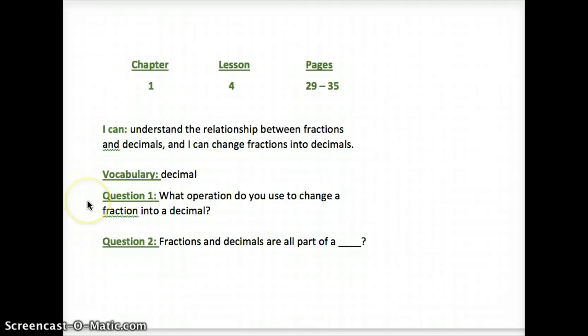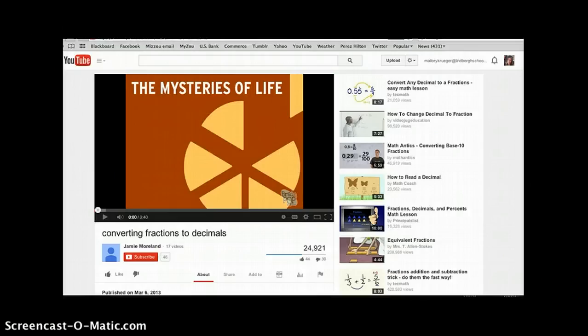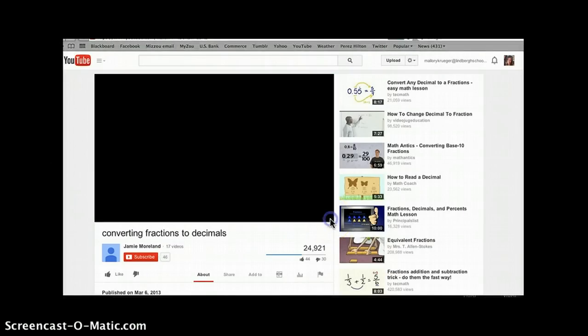Question 1, what operation do you use to change a fraction into a decimal? Question 2, fractions and decimals are all part of a blank. Now we're going to watch a video on how to convert fractions to decimals.